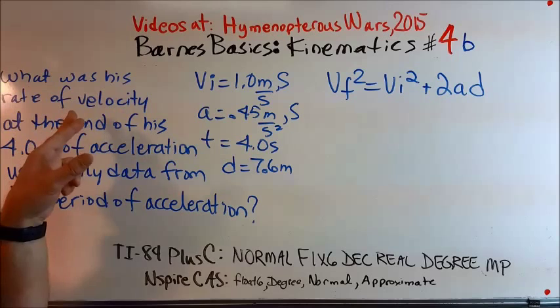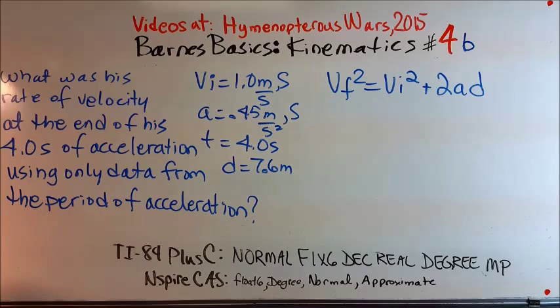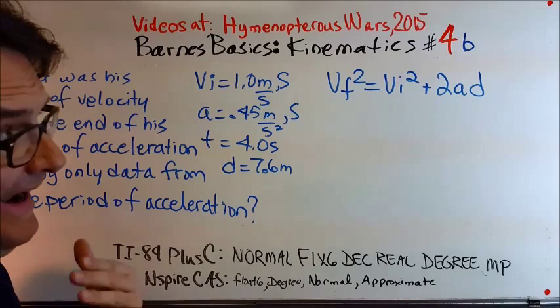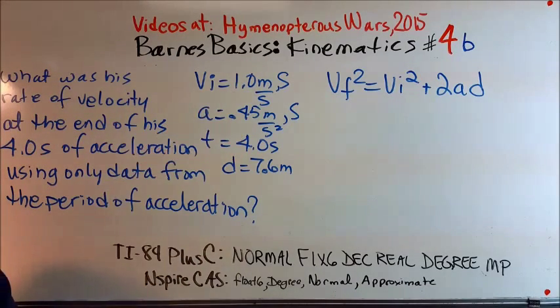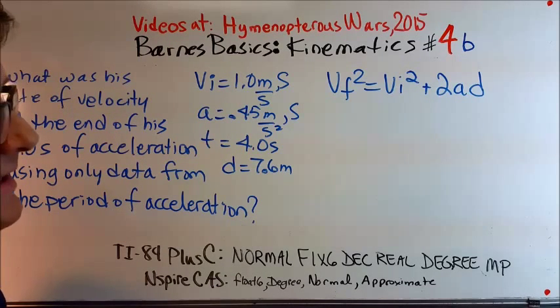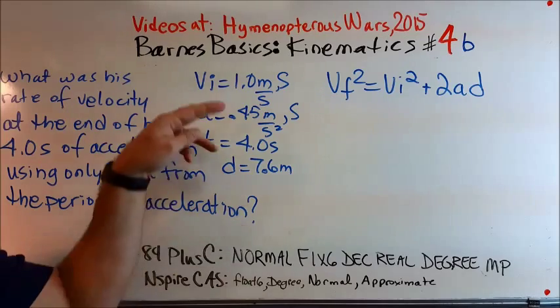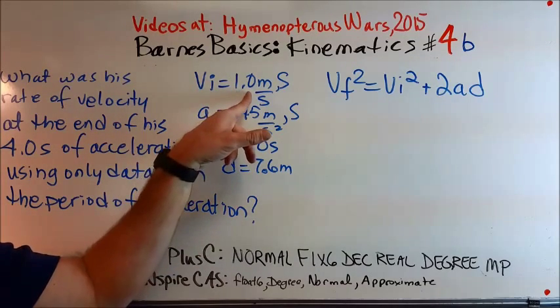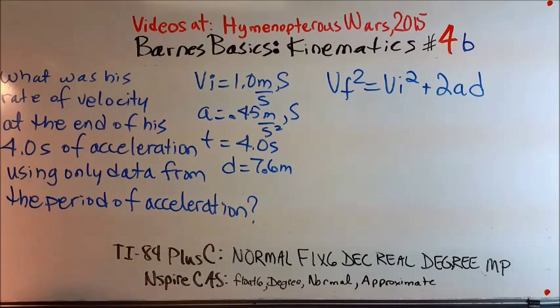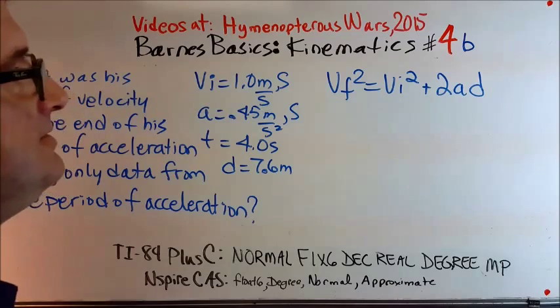So it says, what was his rate of velocity at the end of his 4 seconds of acceleration using only data from the period of acceleration? Because I had an initial velocity before I began accelerating. My initial velocity was 1.0 meters per second headed south. My acceleration was 0.45 meters per second squared south. The time I uniformly accelerated was 4 seconds, and the distance I moved during that time was 7.6 meters. Everything here has 2 sig figs, so we'll make sure we put our answer in 2 sig figs as well.